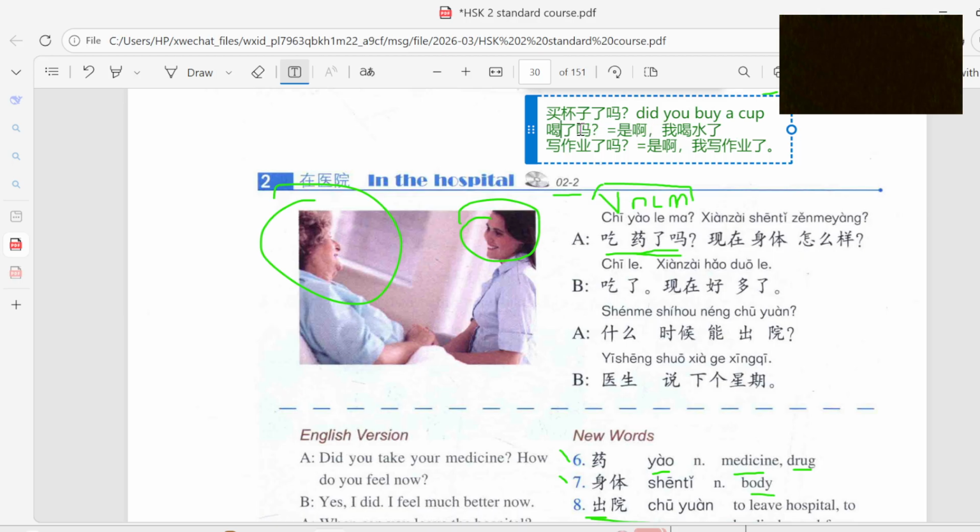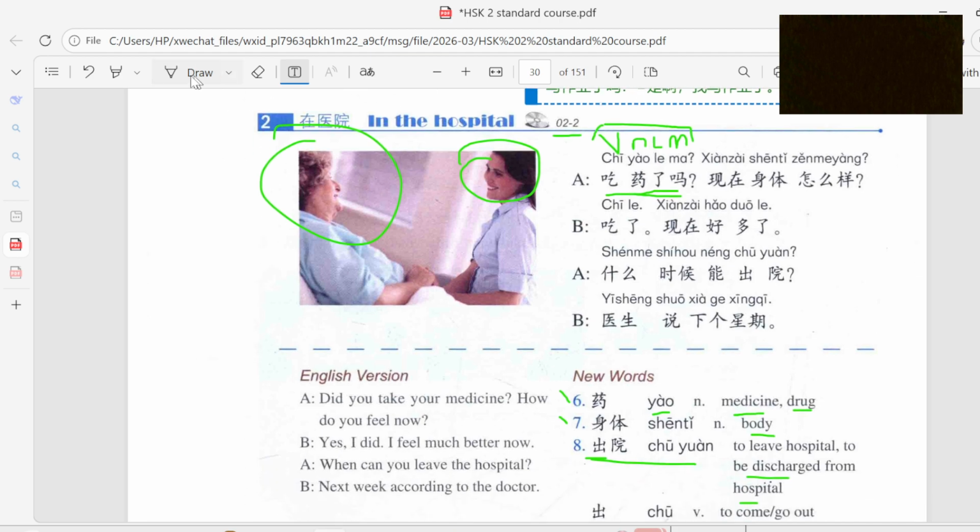水, not 水, water. 喝水了吗？是啊，我喝水了。Just say 喝水了, even if you just say 喝水了 it is correct. Verb plus noun plus la. You just remove ma, because ma is for questions and your answer is just positive.